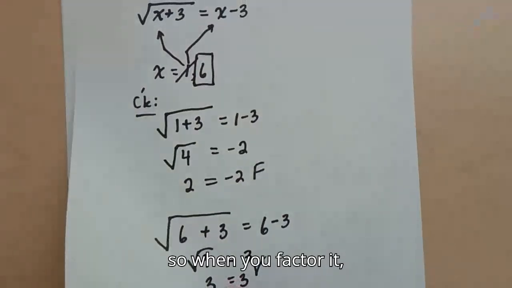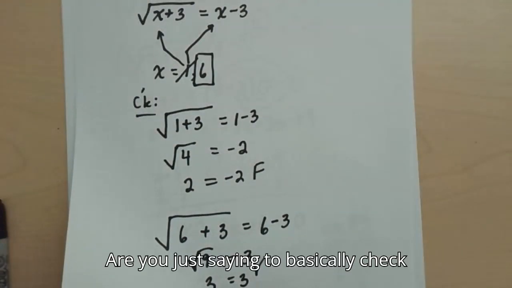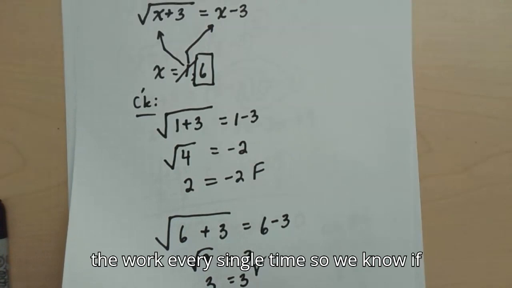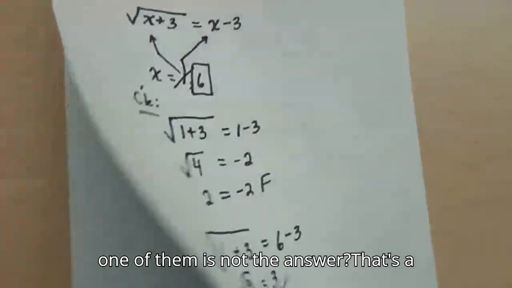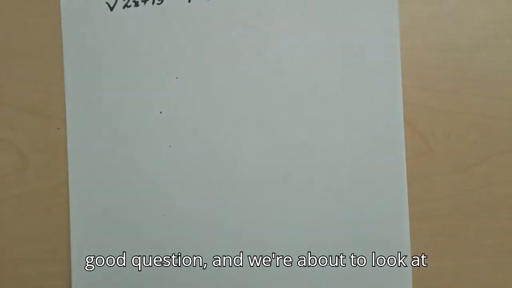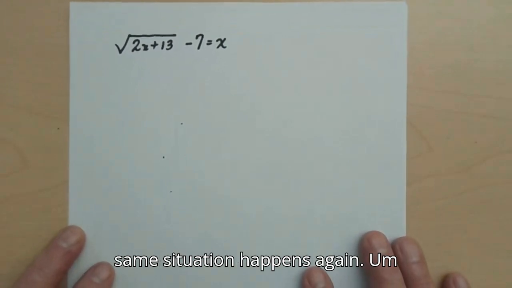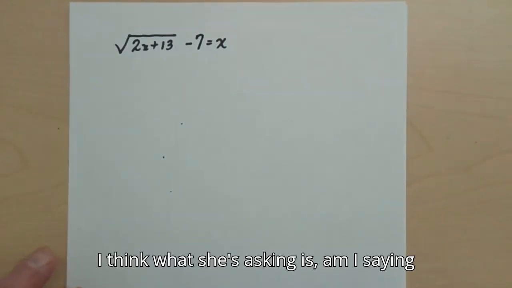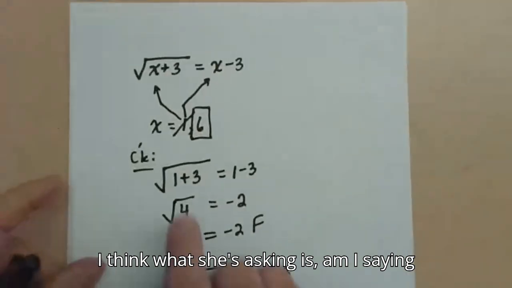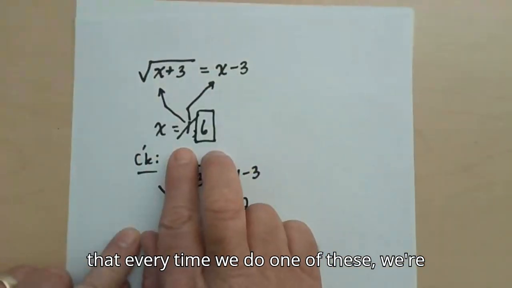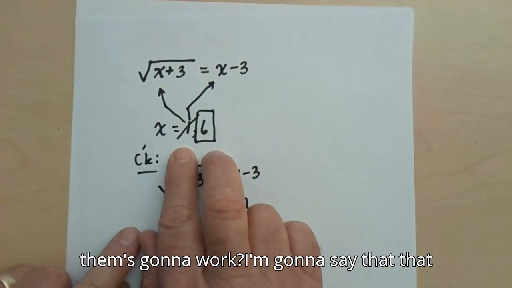Okay. So when you factor it, are you just saying to basically check the work every single time, so we know if one of those are not the answer? That's a good question, and we're about to look at another example, so we might see if that same situation happens again. I think what she's asking is, am I saying that every time we do one of these, we're going to get 2 answers and only one of them is going to work?